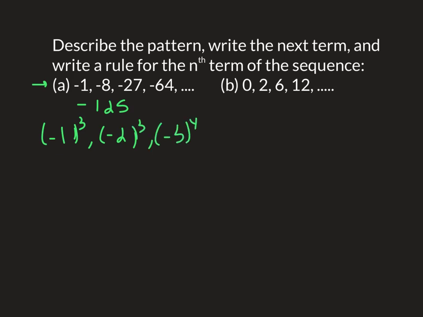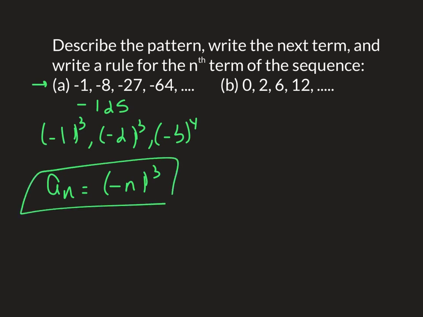That's my pattern. So when I write my rule, I'm just going to say it looks like it's negative n cubed. It's whatever you put in, negative, and cube it. So that's the rule, and that's all they want you to do there. Okay, second one's a little tougher.